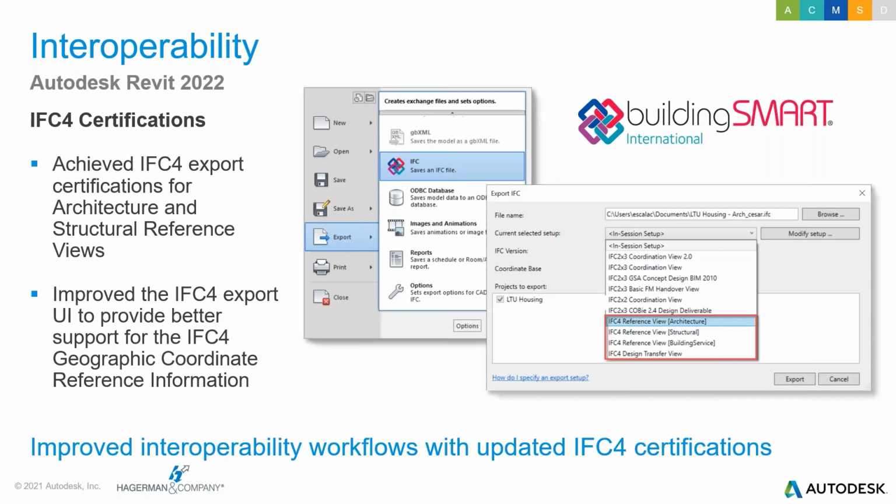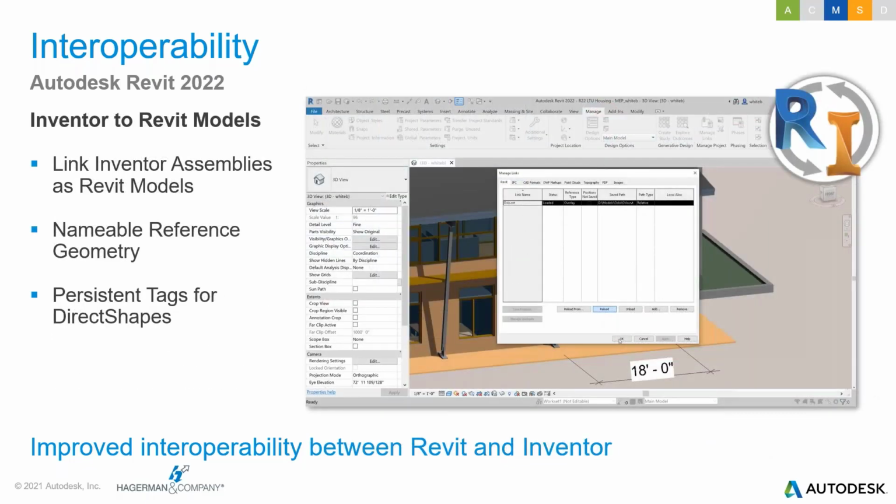It also added the ability for the IFC exporter to pick up information from site location regarding the geo-coordinate reference in EPSG code format as required by IFC. And this is pretty cool news. With Revit 2022, Autodesk is the first software vendor to support IFC4 exports for both architecture and structure. So I thought it was kind of cool. All right, so with 22, you can maintain links between Revit and Inventor data for seamless BIM and MCAD interoperability.